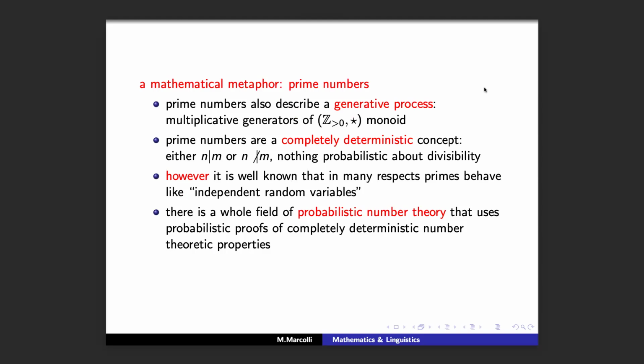On the other hand, there are many ways in which it makes sense to consider primes as being like independent random variables. And there are a lot of arguments about properties of prime numbers that can be proved using probabilistic methods. There's a whole field of number theory called probabilistic number theory, and it actually does prove completely deterministic results about completely deterministic objects using probabilistic methods.